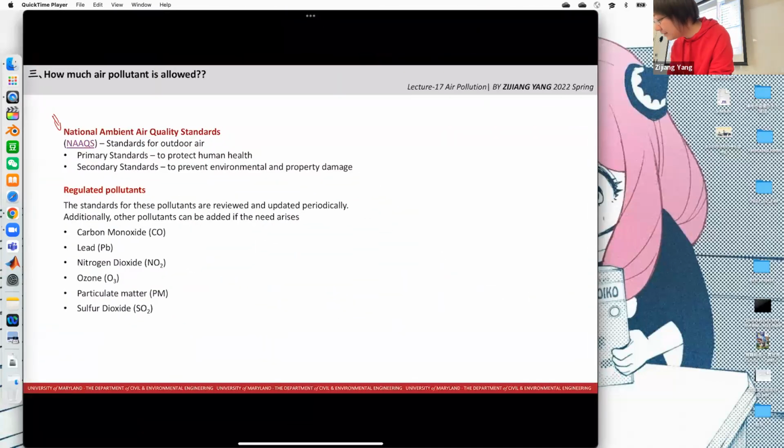In this standard, there are two types. The first one is primary standards, which are designed to protect human health. The next one is secondary standards, which are to prevent environmental and property damage. Based on these two standards, we would expect that for human health, the standard will be more strict, like the allowable concentration is expected to be lower than the secondary standard.